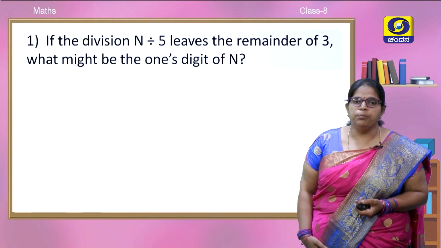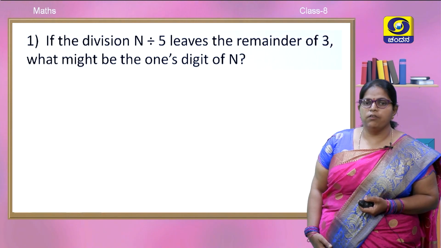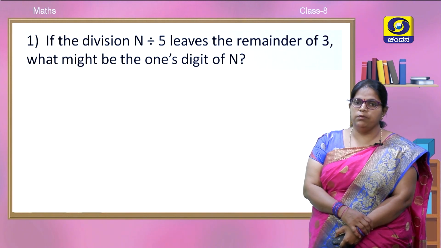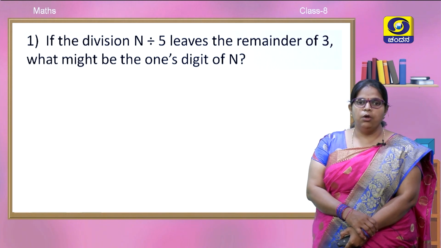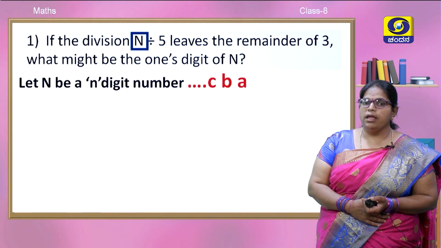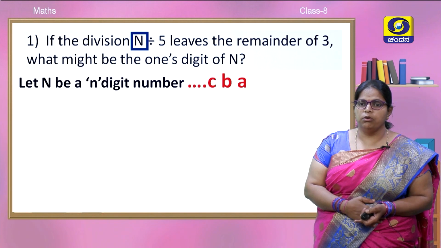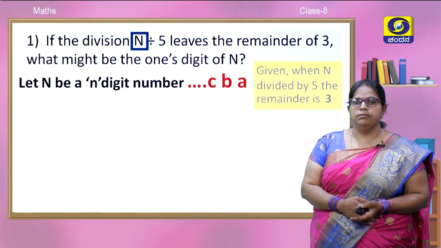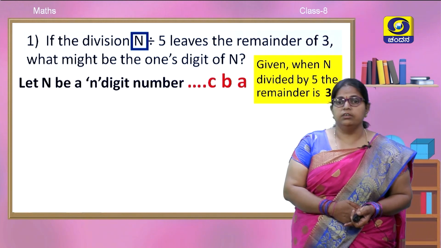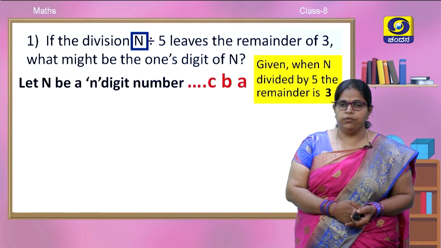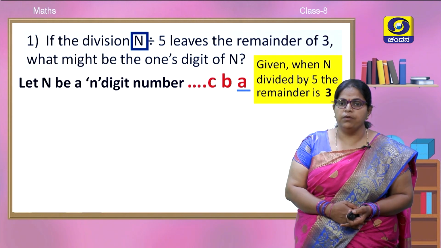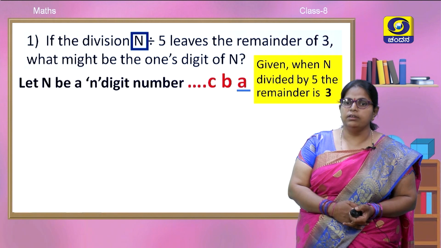Now, let us solve a problem based on divisibility of a number by 5. If the division n divided by 5 leaves the remainder of 3, what might be the ones digit of n? Let the number n be an n digit number CBA. Here, given that when n is divided by 5, it leaves the remainder 3. Therefore, when we divide the digit of the unit's place by 5, it must also leave the remainder 3.